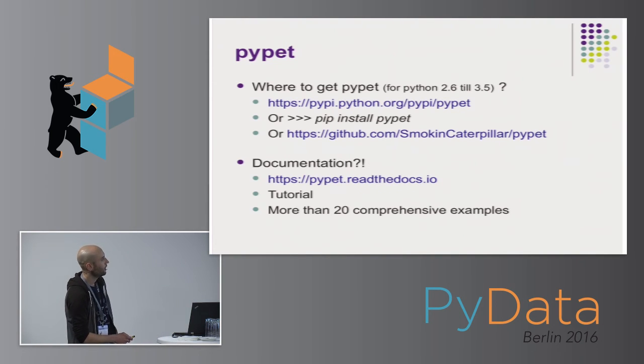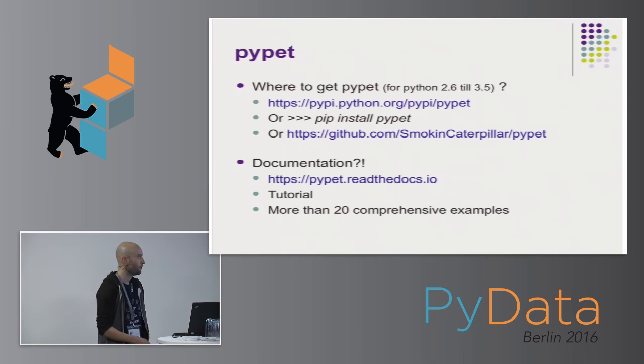Where to get pypet? As I said, it's not only available on GitHub, it's also available on the Python Package Index, so you can simply pip install it. And it's pure Python. So if you have all the prerequisites, which are only a few: NumPy, SciPy, pandas, and PyTables, then you're good, and you shouldn't have to do anything, and this should finish within a millisecond.